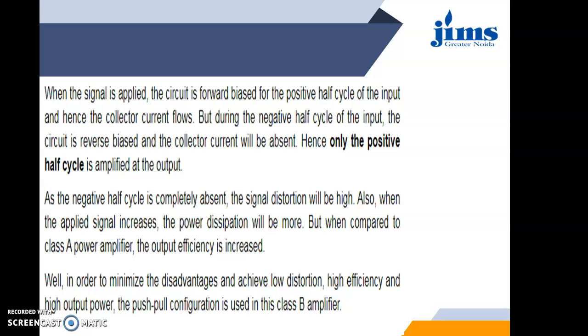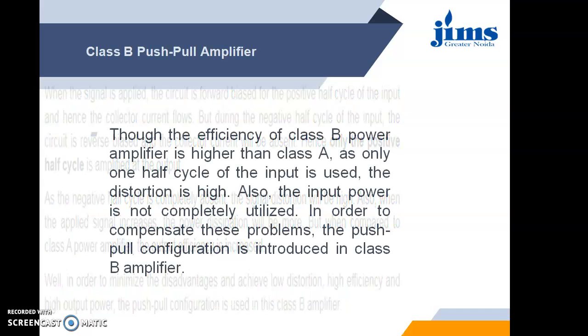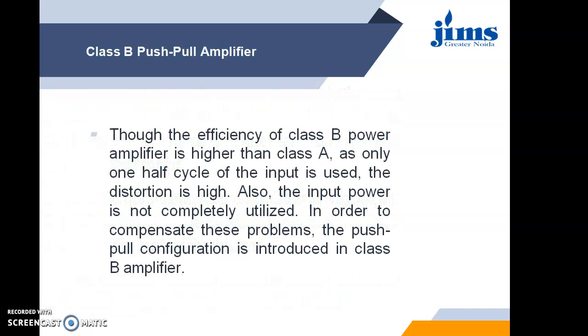Now we can overcome this drawback by having a configuration called the push-pull power amplifier, where we use two transistors. It offers a maximum power conversion efficiency, which is why it is the most widely used power amplifier. This efficiency is 78.5%, so it is such a big efficiency that it is widely used. And efficiency is not the only parameter.